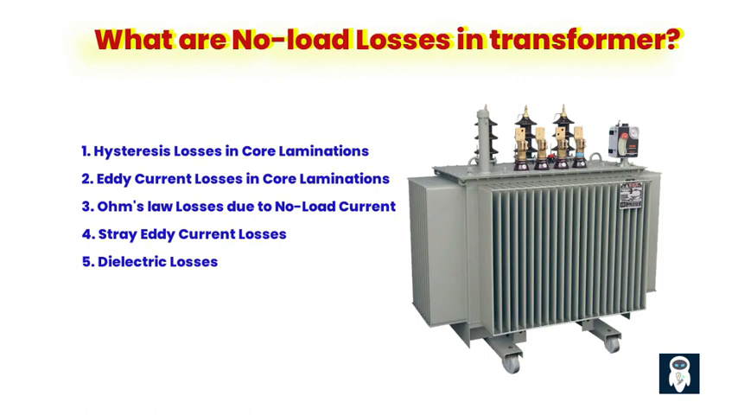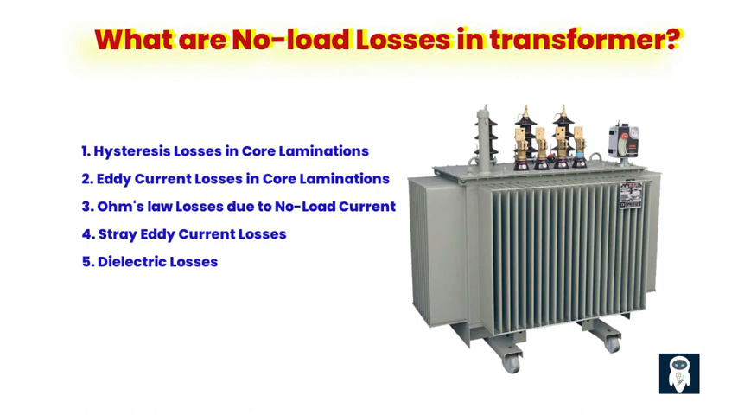Stray eddy current losses occur in core clamps, bolts, and other core components. These losses arise from the presence of circulating currents induced in these components due to the changing magnetic field. While they are present, stray eddy current losses are usually minimal compared to hysteresis and eddy current losses in the core laminations. 5. Dielectric losses. Dielectric losses occur in the insulation materials used in the transformer. These losses are associated with the electric field within the insulation and result in a small portion of the overall no-load losses.